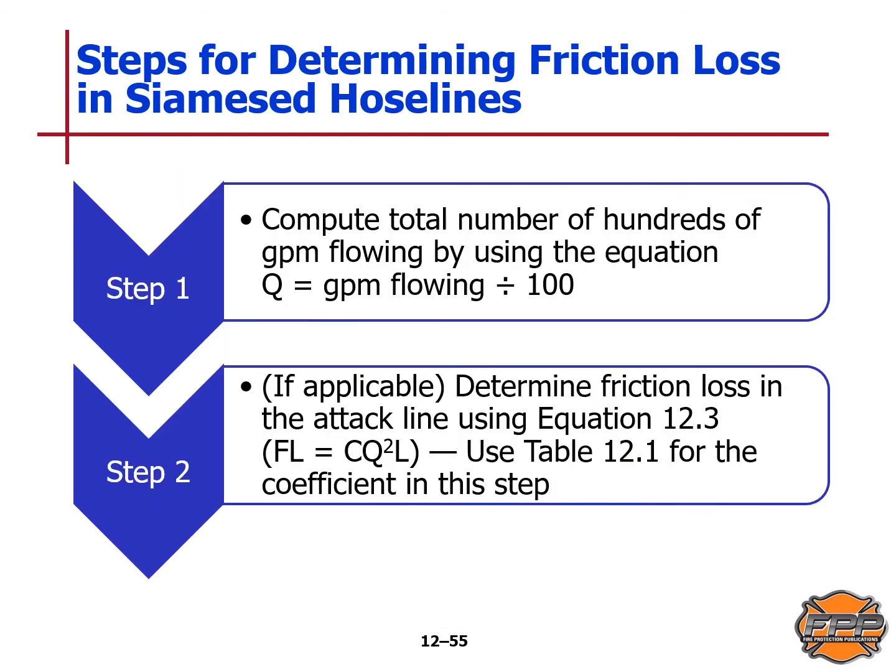So the steps for determining friction loss in a Siamesed hose would be, for step 1, you compute the total number of hundreds of gallons per minute flowing by using the equation Q, which is gallons per minute flowing, divided by 100. In step 2, if applicable, determine the friction loss in the attack line using equation 12.3, which is the formula you're familiar with by now, FL equals CQ squared L, and use Table 12.1 for the coefficient in this step.